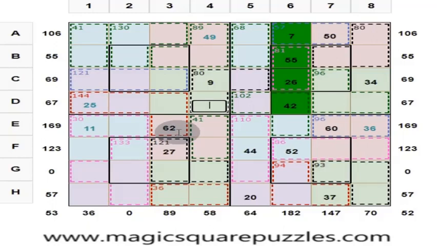38 plus 44 is equal to 82. So these three numbers are 82. These four numbers are 130. 130 minus 82, 48. Okay, this is 48. What is this? These two numbers are 48 plus 9, 57. 57 means here what? 23.